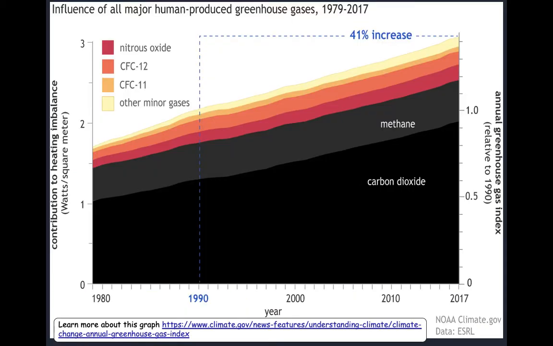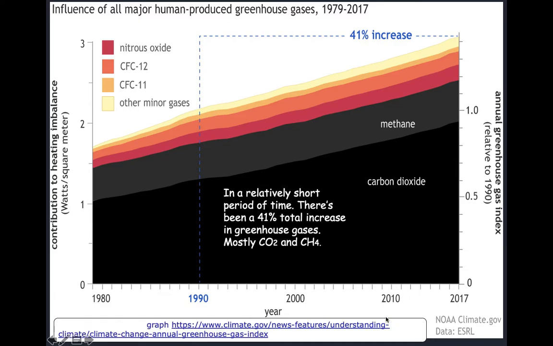Here is another graph from NOAA, and they're just showing the atmospheric concentrations of all the greenhouse gases that we talked about. In a relatively short period of time, we have had a 41% increase in greenhouse gases. That's just since 1990, okay? That's not that long ago. I mean, you guys weren't born yet, but I certainly was.